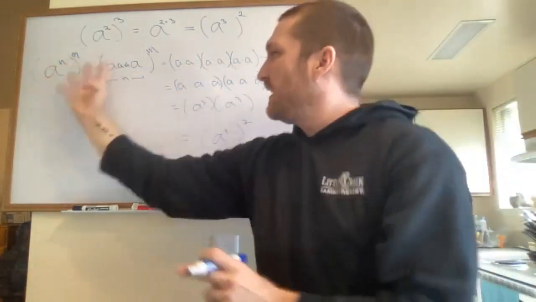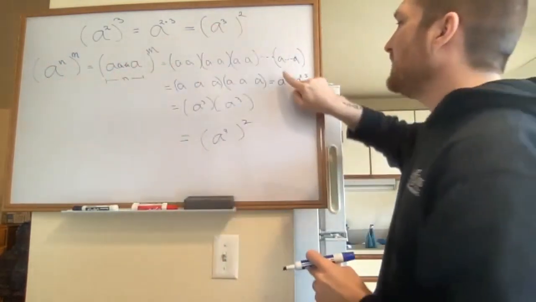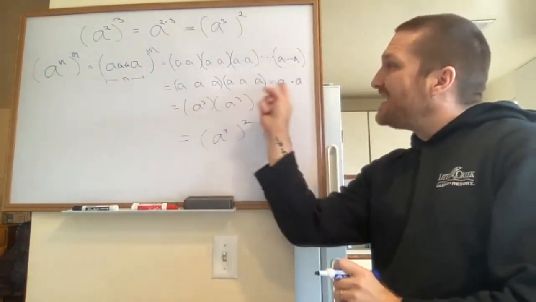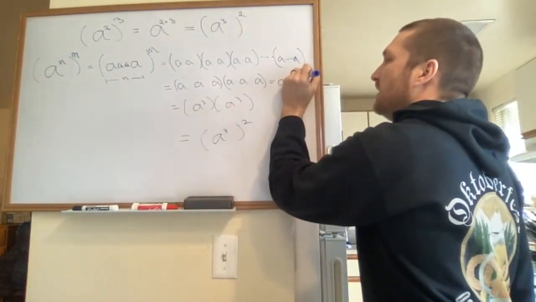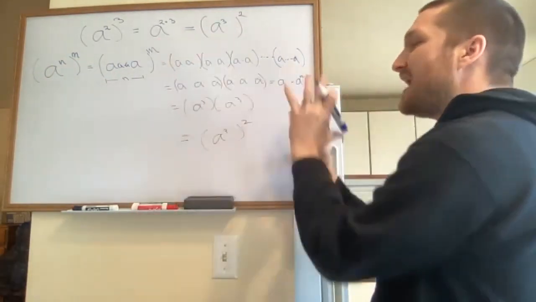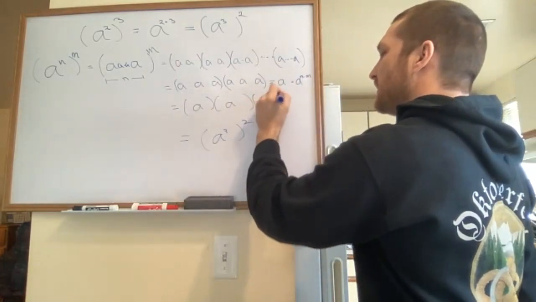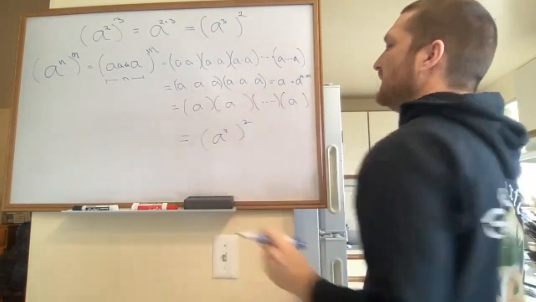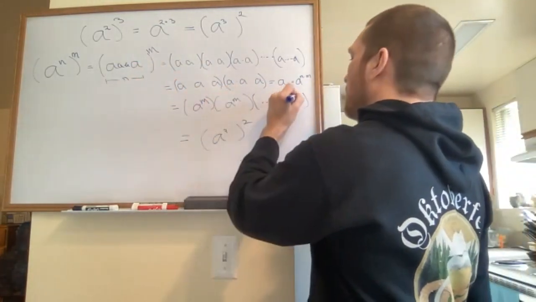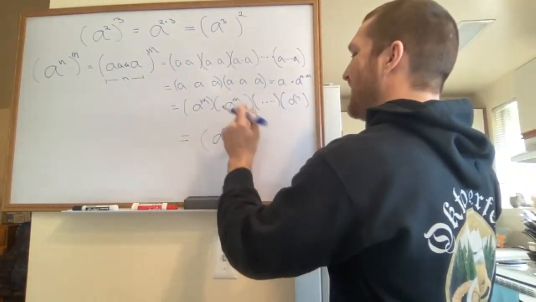If I have n a's and I repeat that a total of m times, the total number of a's that you end up with is going to be n times m a's, which you could then regroup into a to the m, and you have a total of n of them.